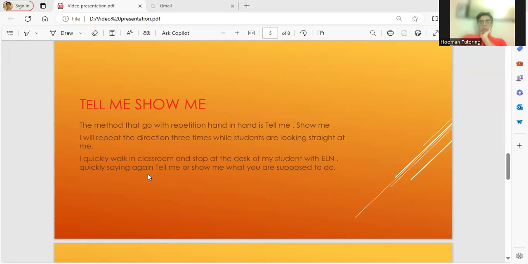The way that I do it is I will repeat the direction 3 times while the students are looking straight at me. I quickly walk around the classroom and stop at the desks of my students with ELN, quickly saying again, tell me or show me what you are supposed to do. Once I understand that a student can follow the instruction thoroughly, I will walk away and go to another student.